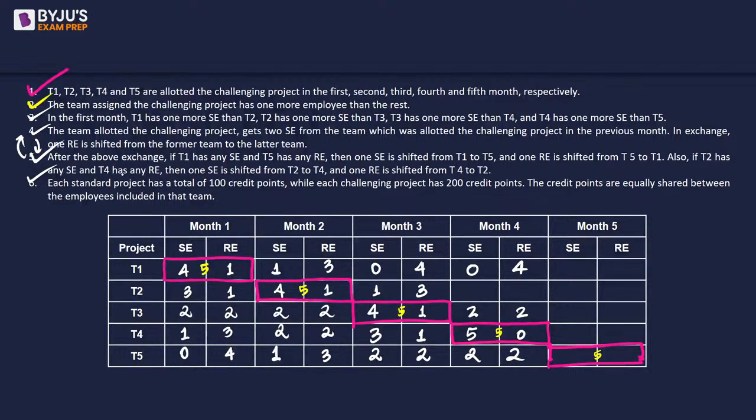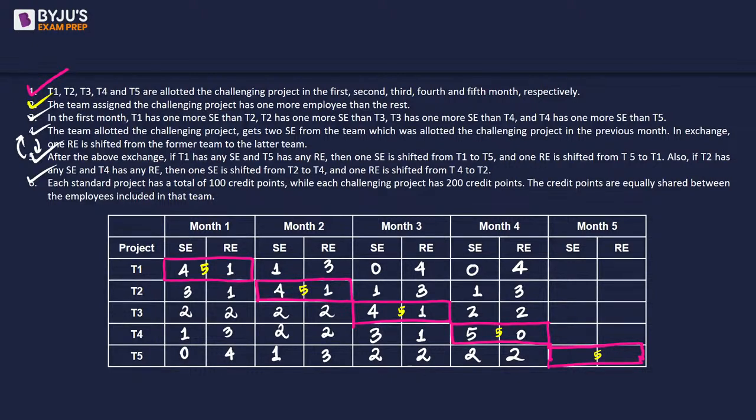And if T2 has any SE, yes, T2 has an SE. And T4 has any RE, yes, it does have an RE. Then there is an interchange between SE and RE among them. तो इसमें तो और कुछ नहीं कर सकते, तो ये 1, 3 रहेगा. Right? So we'll have 0, 4 and 1, 3, and just 4, 1, 3, 1 will change to 2, 2 and 5, 0. We can't change anything else. Okay.